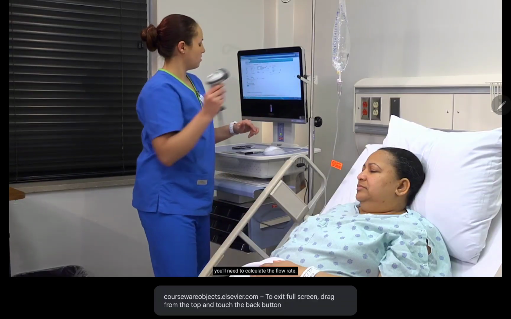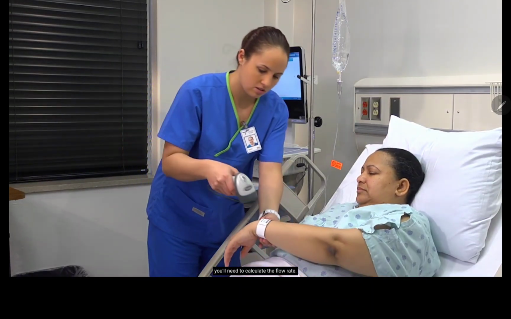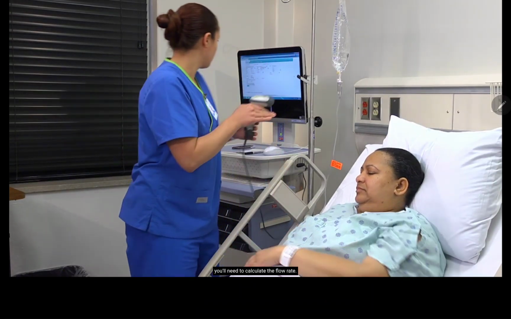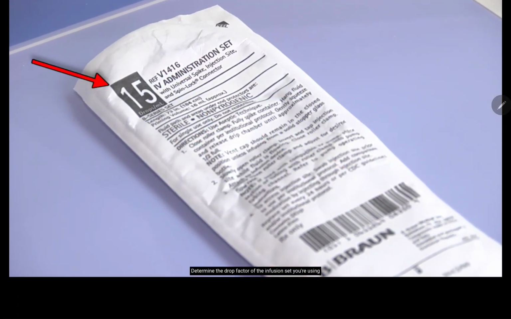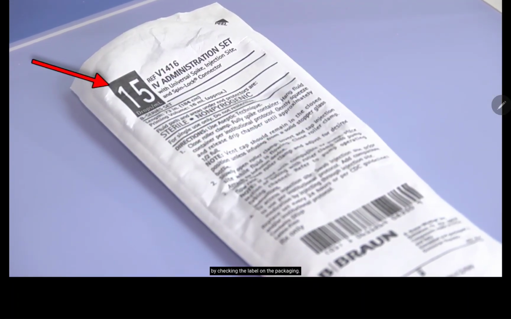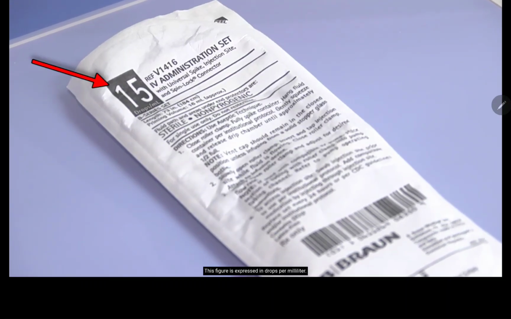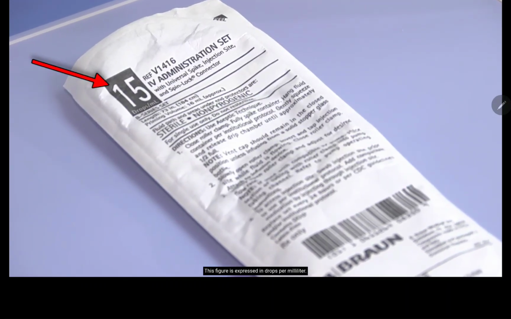To regulate an IV infusing by gravity, you'll need to calculate the flow rate. Determine the drop factor of the infusion set you're using by checking the label on the packaging. This figure is expressed in drops per milliliter.